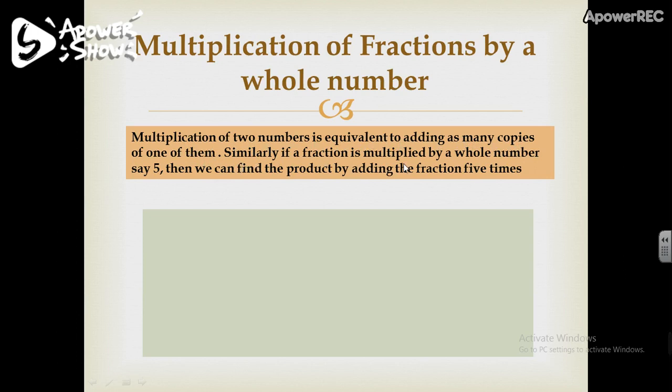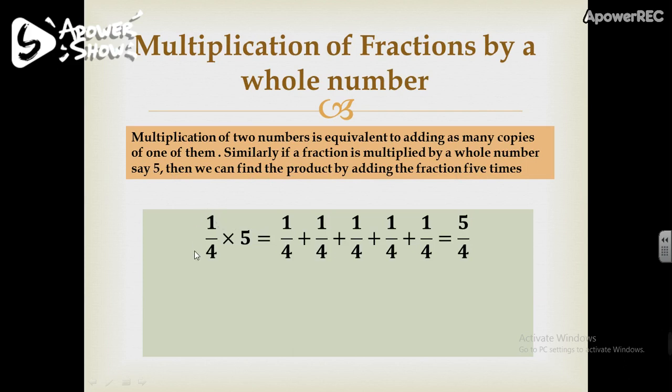Similarly, if a fraction is multiplied by a whole number, taking the whole number as 5, then we can find the product by adding the fraction 5 times. I am taking the fraction 1 by 4, and I am going to multiply 1 by 4 by 5. Multiplying 1 by 4 five times is equivalent to adding 1 by 4 five times. So 1 by 4 plus 1 by 4 up to 5 times equals 5 by 4.